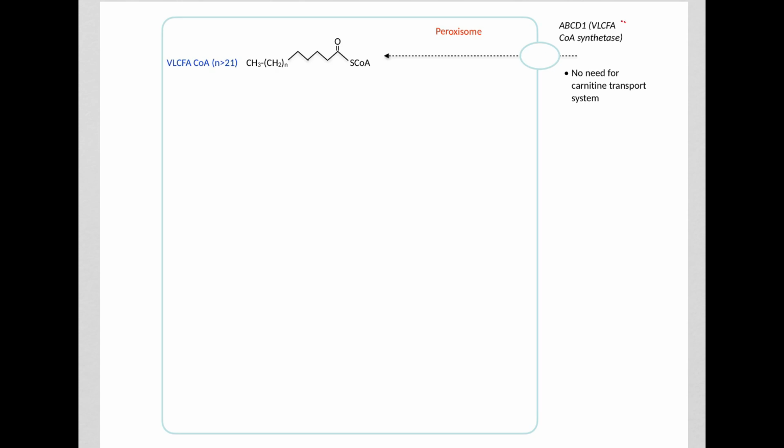So the fatty acid is transported into the peroxisome. For the peroxisome, carnitine is not needed to bring the fatty acid into the peroxisome. Carnitine was needed for mitochondria. Remember, we need this carnitine transport system to bring the fatty acid from the cytoplasm into the mitochondrial matrix, but for peroxisome this is not necessary.